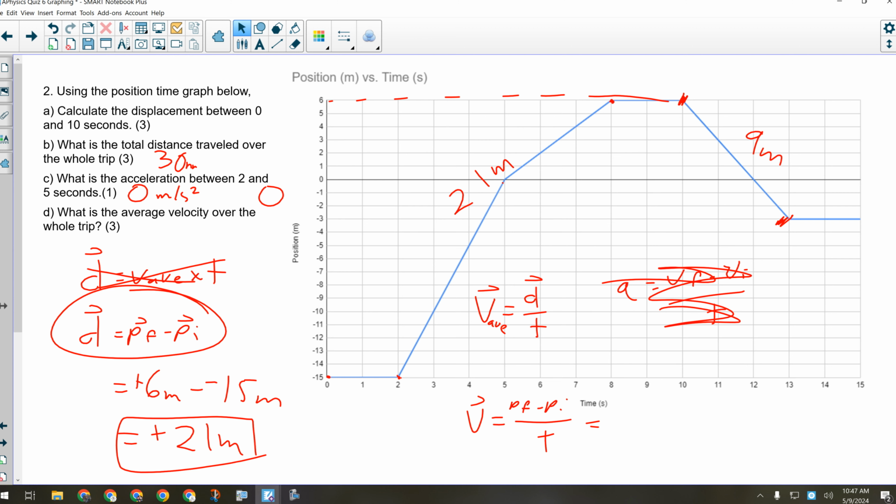All right, so over the whole trip, final position, -3. Initial position, -15. And that took 15 seconds. -3 minus -15 should be +12. 12 over 15, I think that comes up to 0.8, right? Yeah. So 0.8 positive meters per second. Everybody all right with that one? Pretty typical kind of question.